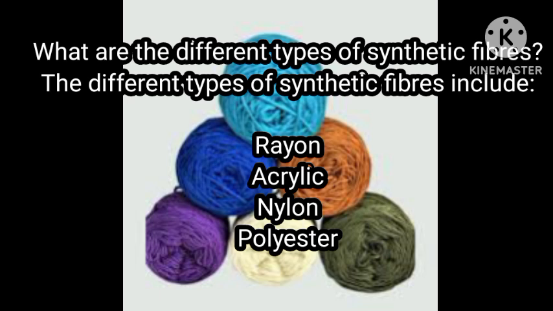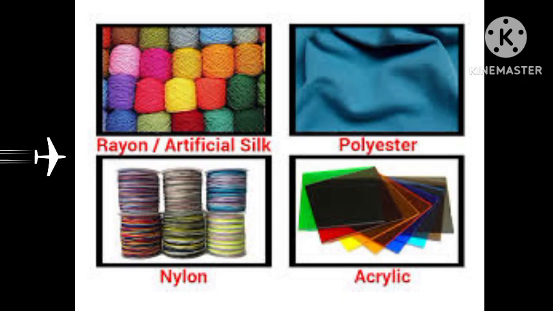What are the different types of synthetic fibers? The different types of synthetic fibers include rayon, acrylic, nylon, polyester. See this image, students. What are the materials? Four types of materials. The first one is rayon. The second one is polyester material. The third one is nylon. And the fourth one is acrylic. Are you able to follow this material, children? Yes, these are the four types of synthetic fiber materials.